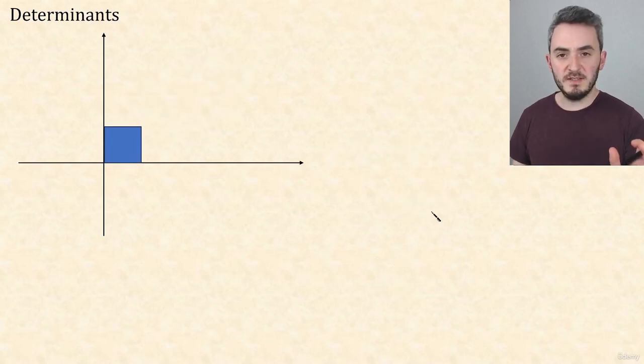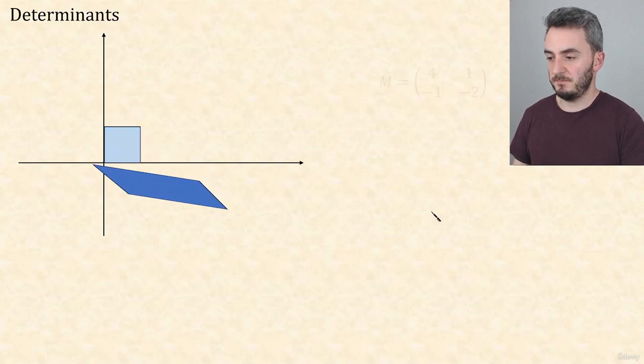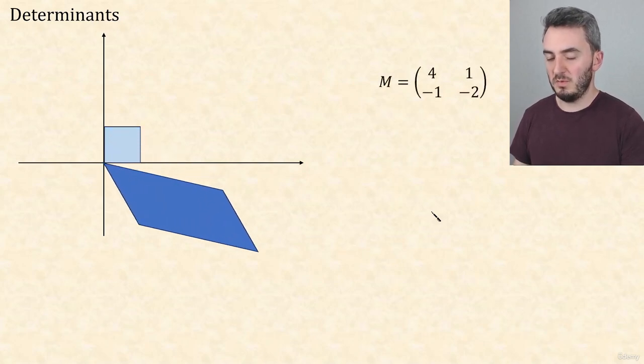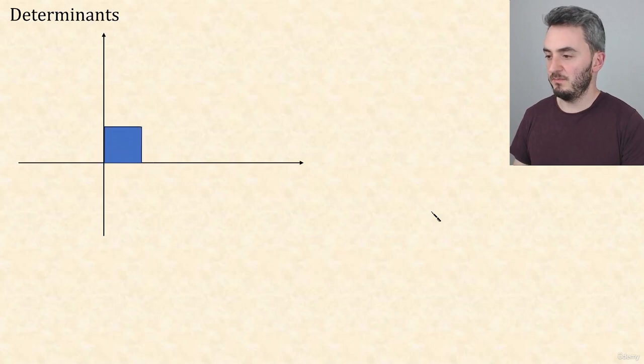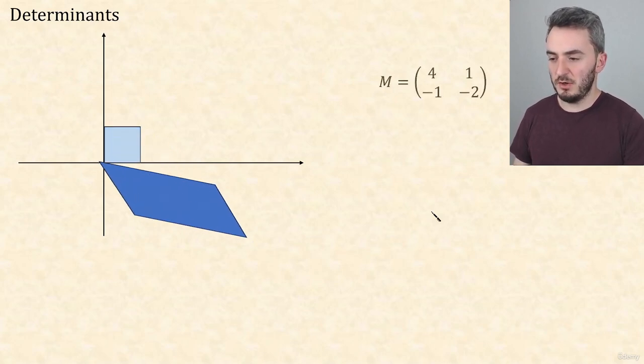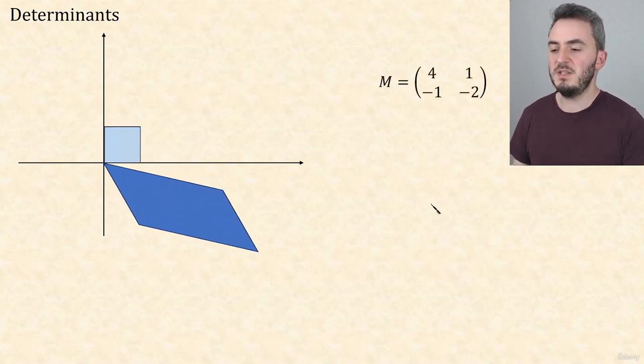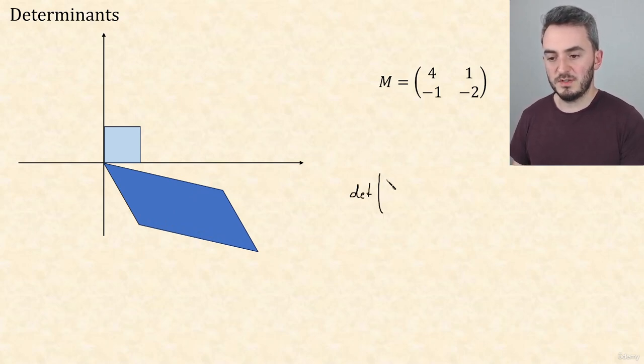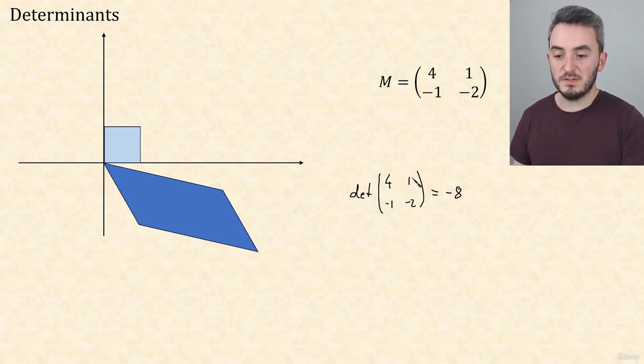Okay, let's have a look at a different matrix that does something else. So suppose my matrix did this. Okay, we'll watch that again because you need to pay attention to something. It's not only stretching, it's also flipping. So let's see what happens with our determinant. Well, the determinant of this matrix, 4, 1, minus 1, minus 2, is, well, 4 times minus 2 is minus 8. Minus 1 times minus 1, so that's plus 1. So we get minus 7.